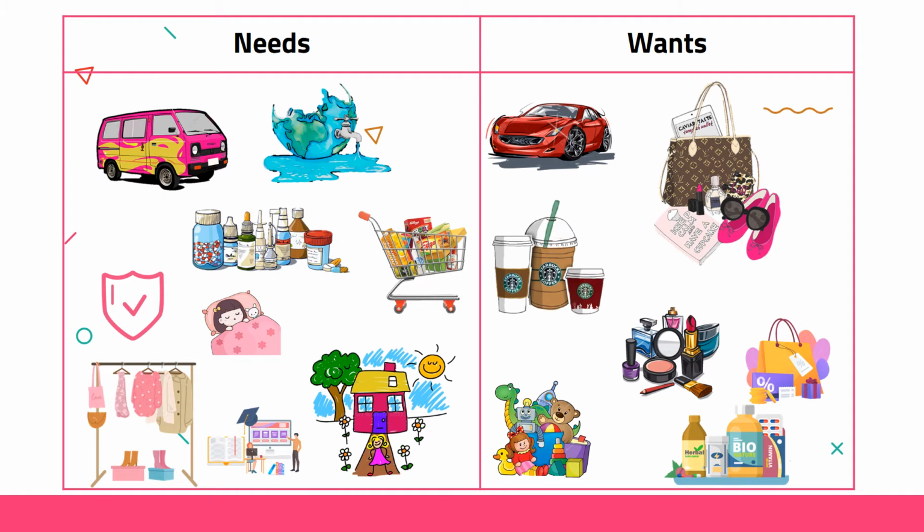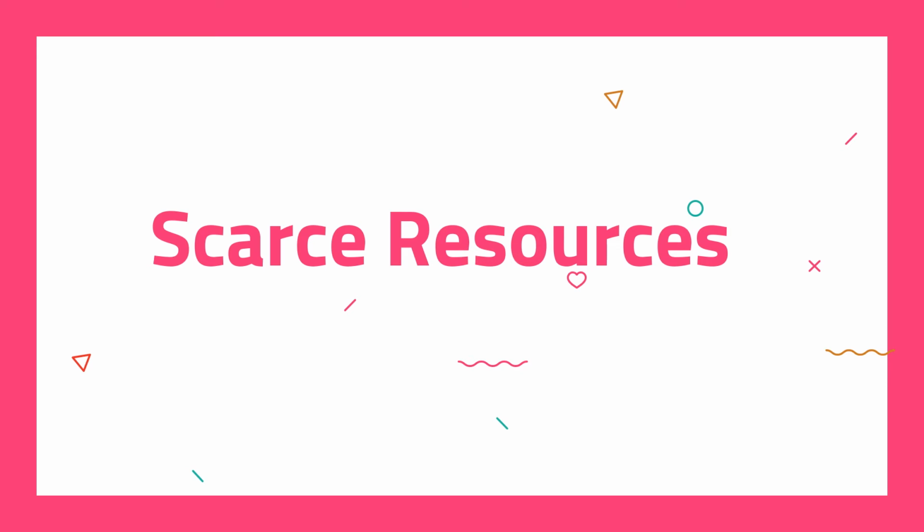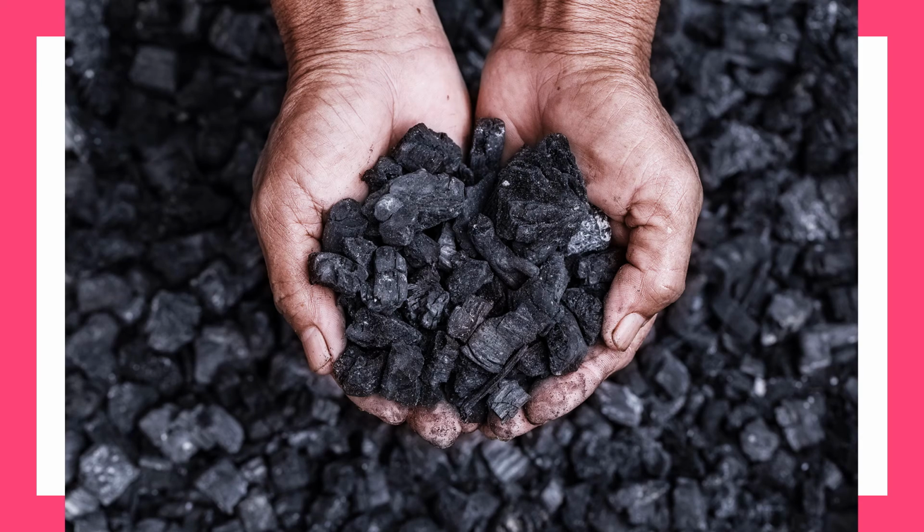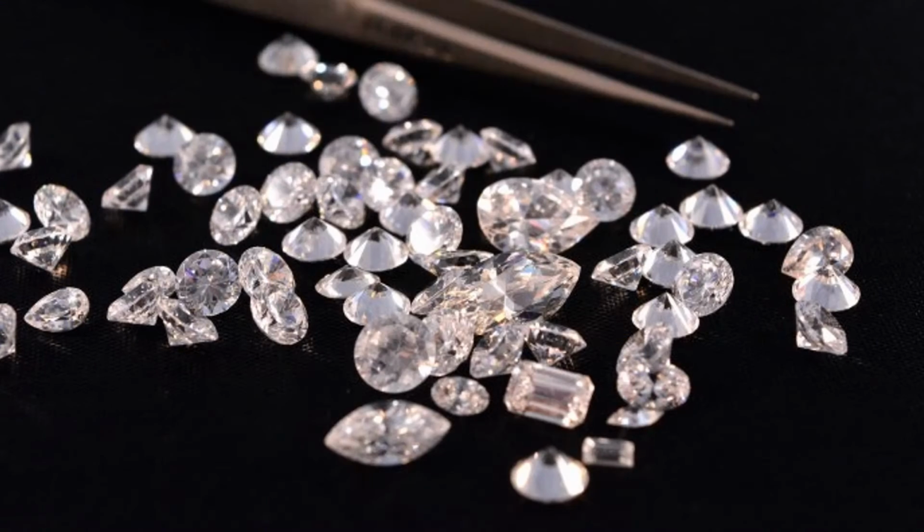Needs are things without which we cannot survive. Wants are things we desire. However, we can survive without those wants. Scarce resources. You're probably used to thinking of natural resources such as oil, coal, gold, and diamonds as scarce. In fact, they are sometimes called scarce resources just to re-emphasize their limited availability.